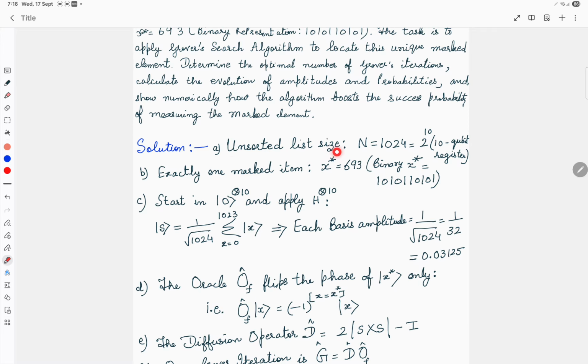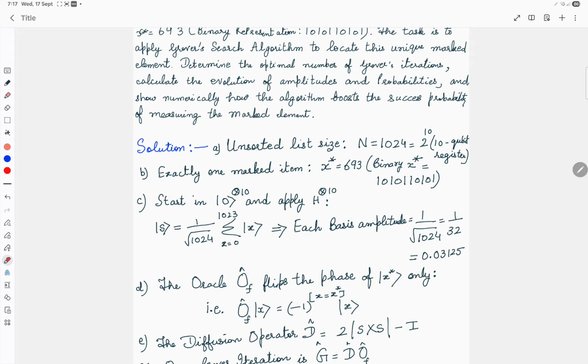The unsorted list size is given to be N equal to 1024. Exactly one marked item is there, x star, which is equal to 693, and its binary representation is also given. In Grover's algorithm, the first step is to initialize the quantum register with all zeros and then apply the Hadamard gates for every qubit. This is done to put the quantum state into equal superposition.